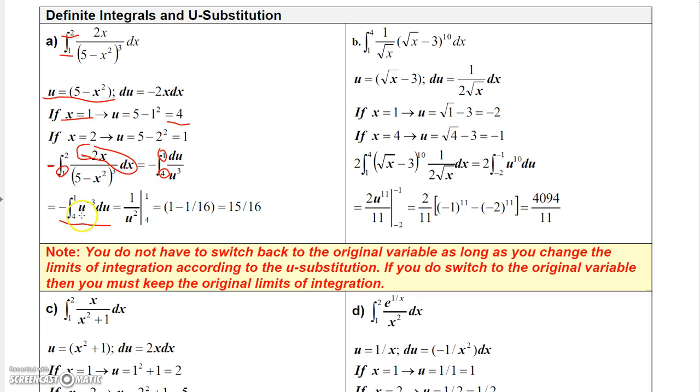And then I can integrate this. Since this integrates to u to the negative 2 over negative 2, and there is a negative out here, negative times negative is positive, so I'm just going to get 1 over u squared from 4 to 1. Well, if you evaluate this at 1, you get 1 over 1, and if you evaluate it at 4, you get 1 over 16. So basically, I'm going to get 1 minus 1/16, which is 15/16.